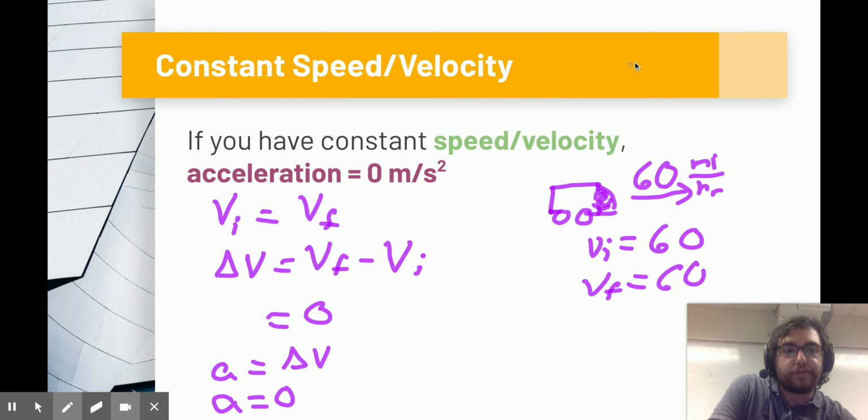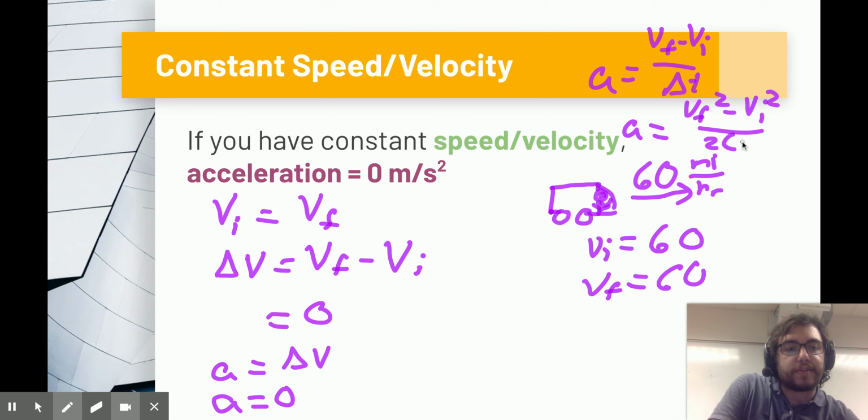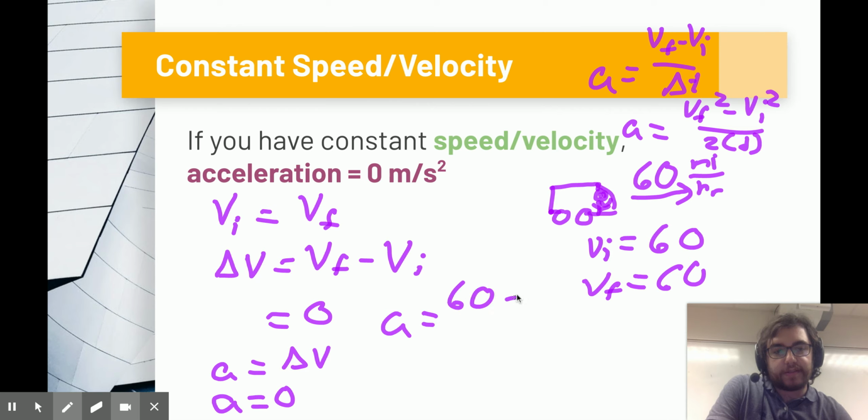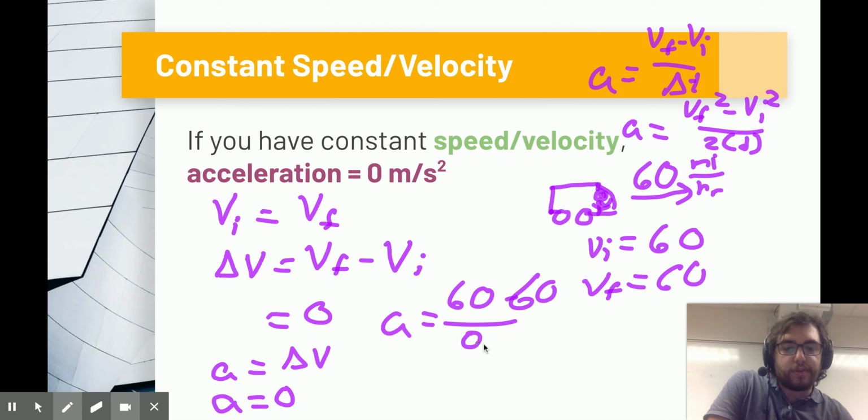I can use our formula. Either A is equal to VF minus VI over T, or A is equal to VF squared minus VI squared over 2 times D. Doesn't matter, and here's why. A is equal to 60 minus 60 over, let's say I did it for 0.5 hours, so 30 minutes. So 60 minus 60 is equal to 0. 0 divided by 0.5 is equal to 0.